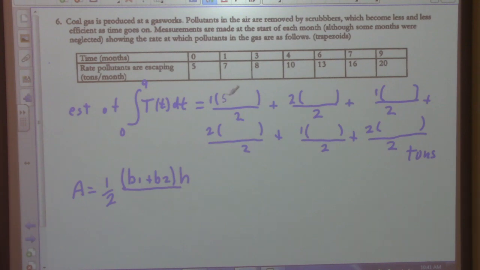So you have 5 plus 7. And this next one here is going to be 7 plus 8. The next one here is going to be 8 plus 10. So you just kind of go down the list here. 10 plus 13. 13 plus 16. And finally, you have 16 plus 20. All divided by 2, because this is part of the formula, right? So everything is here. Here are the heights. 1, 2, 1, 2, 1, 2. And then divided by 2. And so you have it right there.